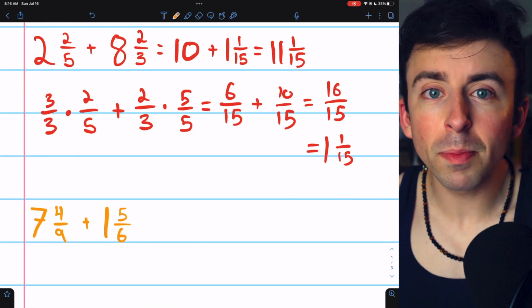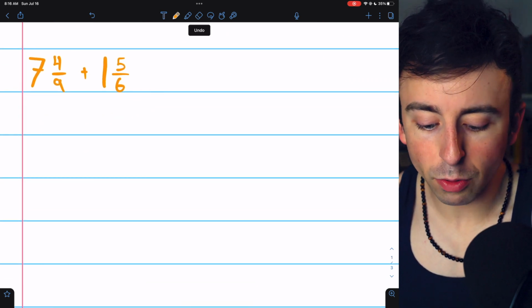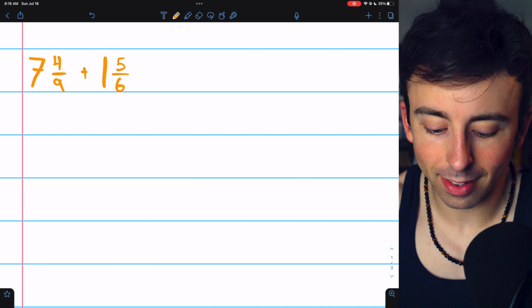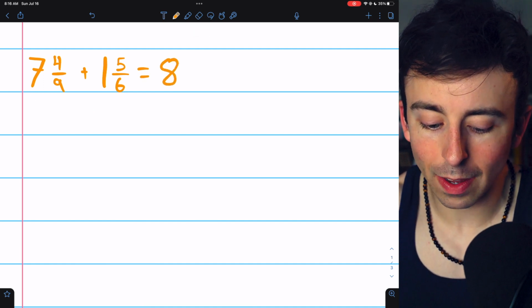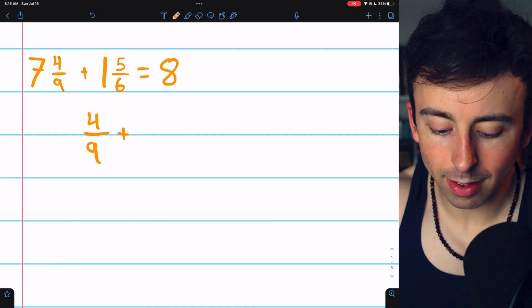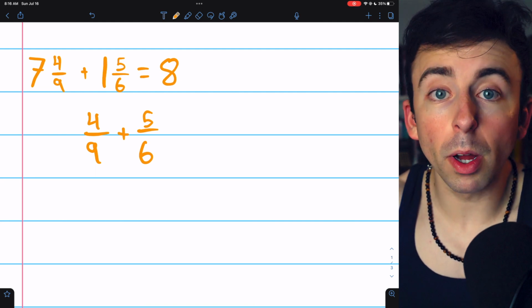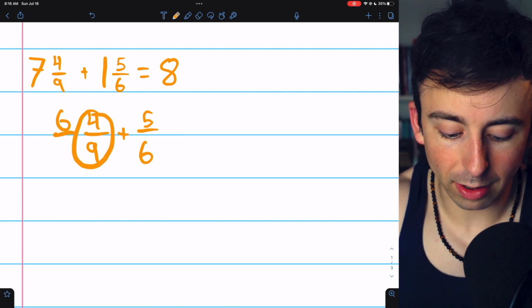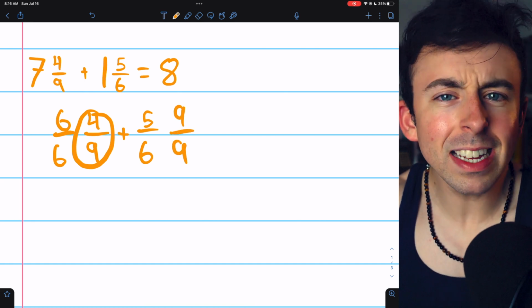All right, one more problem, then I'll give you a few to practice on your own. 7 4/9 plus 1 5/6. Again, let's add the wholes together. 7 plus 1 gives us 8. Then we need to worry about the fractions. 4/9 plus 5/6. Again, we could multiply the fraction on the left by 6 over 6 and multiply the fraction on the right by 9 over 9, but there is a better option.